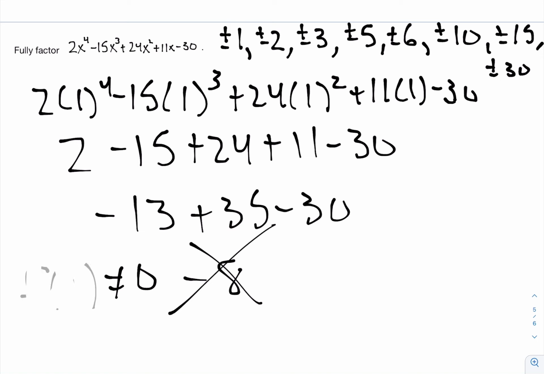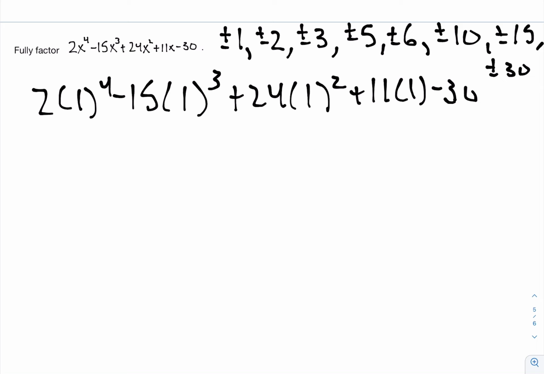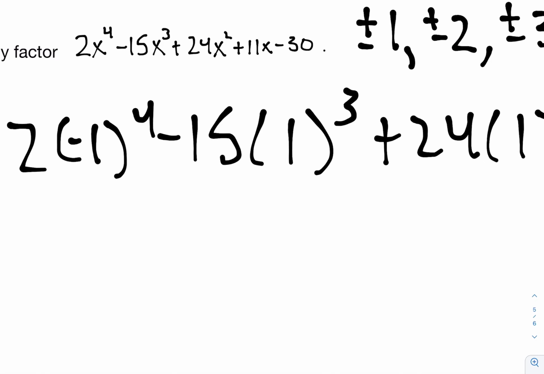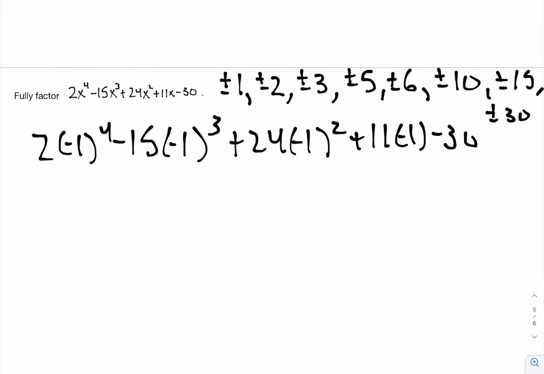So we're going to move on to negative 1. We already tried plus 1, let's try negative 1 now. Instead of putting a positive 1 in where we see x, let's put a negative 1 in and see if that makes a difference. So 2 times negative 1 to the 4th. Negative 1 to the 4th is negative 1 times negative 1 times negative 1 times negative 1. That's going to end up being a positive, so it's 2 times positive 1. And then we get minus 15 times negative 1 cubed. That's minus negative 15, because negative 1 cubed is negative 1. So we're going to get 2 plus 15.